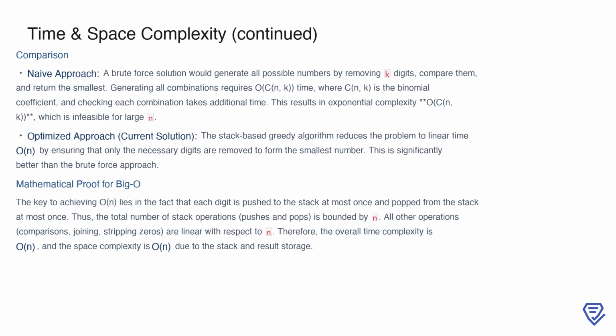In contrast, the stack-based greedy algorithm we implemented simplifies the problem to linear time, O(n), by ensuring that only necessary digits are removed. This drastic improvement is achieved by observing that each digit is pushed onto the stack at most once and popped at most once, resulting in a total of O(n) stack operations. All other operations, such as comparisons, joining the stack, and stripping zeros, are linear with respect to n. Therefore, both the time and space complexity of the optimized algorithm are O(n), making it significantly more efficient than the naive approach.